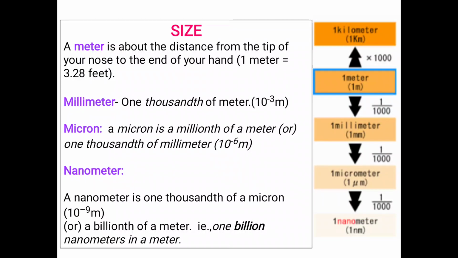Now we are going to see about nanomaterials. We all know a meter is the distance from the tip of your nose to the end of your hand. 1 meter equals 3.28 feet, a millimeter is one thousandth of a meter, and a micron is a millionth of a meter, or one thousandth of a millimeter. A nanometer is one thousandth of a micron, so it is represented by 10 power minus 9 meter, or a billionth of a meter.